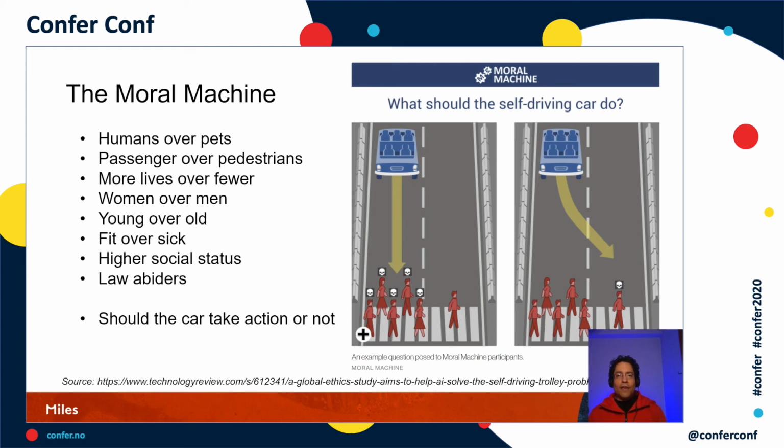What you do is you ask yourself, what should a self-driving car do if it loses control and it sees a number of pedestrians crossing the street? Then it has to make some kind of moral judgment here. Should it, for example, if it's humans and pets, value humans over the pets? If it's the passengers and the pedestrians, should it value the passengers over the pedestrians, and so on.